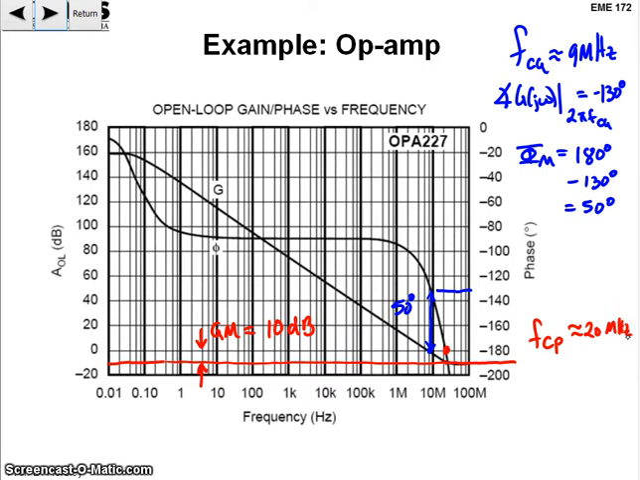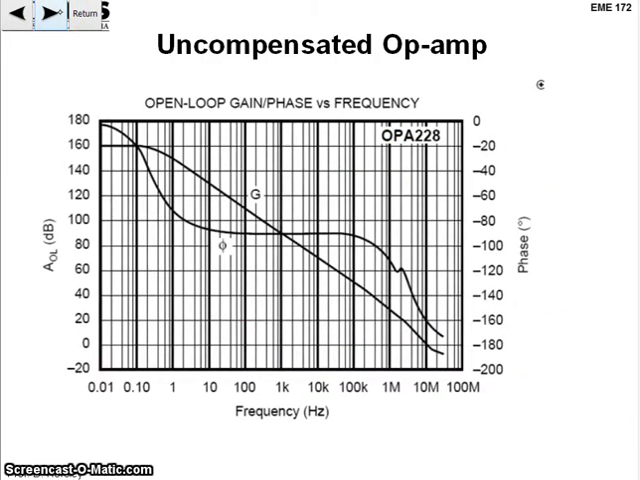So one last example. This is an OPA 227 op amp, and I took another one here. This is called an uncompensated op amp, the OPA 228. It's exactly the same op amp, but you'll see there's a difference in the phase response here. Again, same idea, gain and phase. But now the gain crossover frequency out here is at 10 megahertz, and look at where the phase is there. It's about minus 160. So the frequency where the gain crosses through 0 dB is 10 megahertz, and the phase margin is only about 20 degrees, because the difference between minus 160 and minus 180 is 20 degrees.